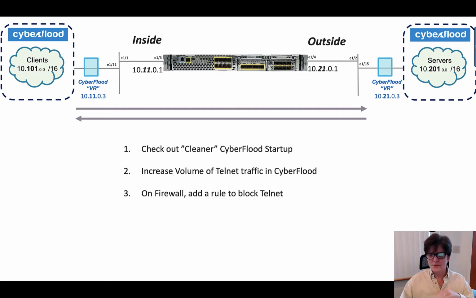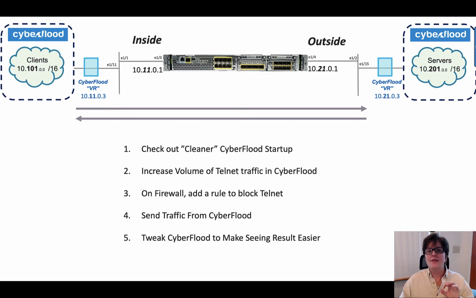We're going to go to the firewall. We're going to add a rule to block the Telnet. We're going to go back over to the CyberFlood, send the traffic, and then go back over to the CyberFlood to make seeing the blocked traffic easier, because the whole point of this is actually to use the CyberFlood and know that you're sending an application mix. And then part of the application mix that you're sending, you want 100% of that traffic to be blocked. There's a bit of an easier way in CyberFlood to do that.